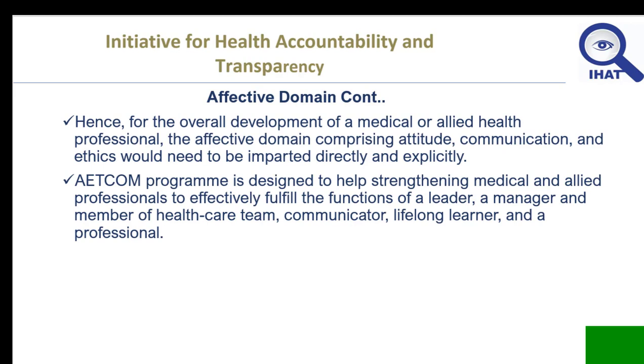Hence, for the overall development of a medical or allied professional, the affective domain comprising attitude, communication, and ethics will need to be impacted directly and also explicitly. The AETCOM program is designed to help strengthen medical and allied professionals to effectively fulfill the functions of a leader, a manager, and a member of the health team, a communicator, a lifelong learner, and above all, a great professional.